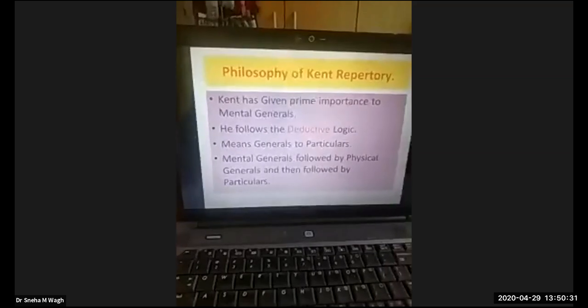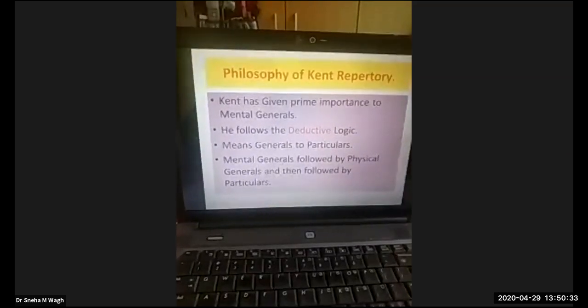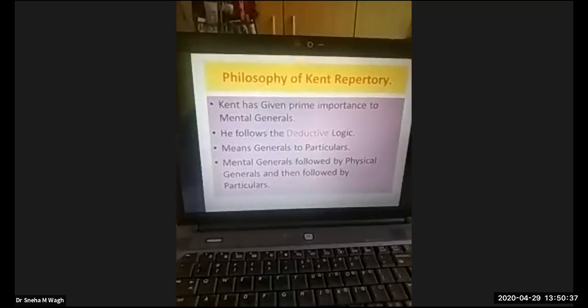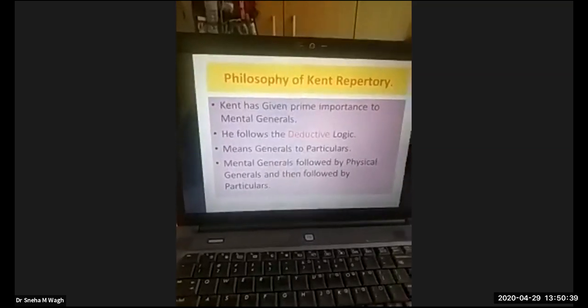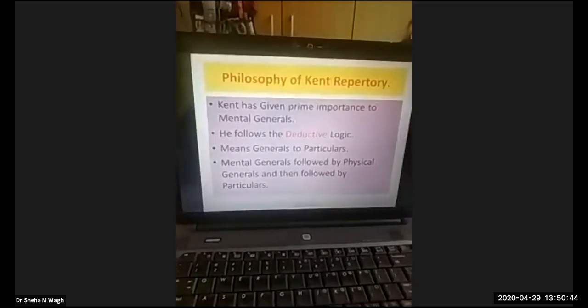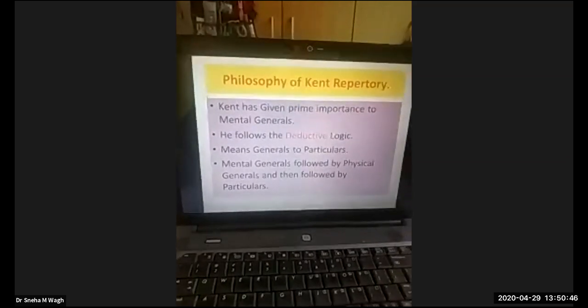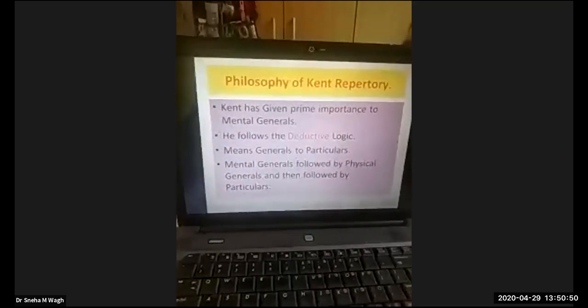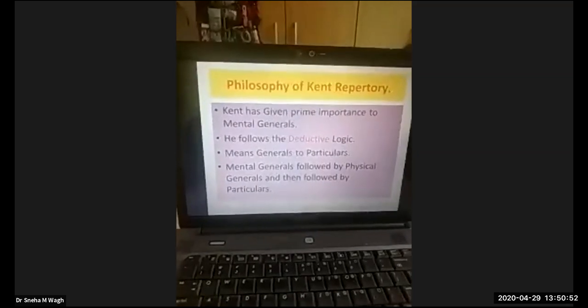Now let us find out the philosophy of Kent repertory. Kent has given prime importance to mental generals. He follows the deductive logic, which means generals to particulars. Mental generals are followed by physical generals and then followed by particulars.